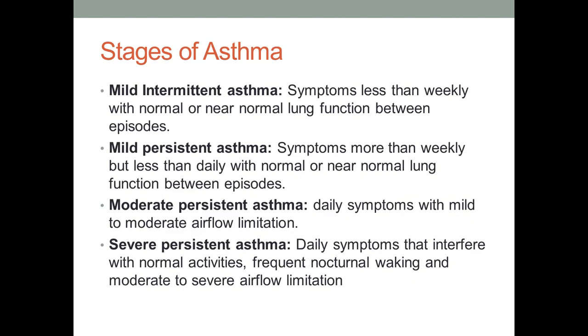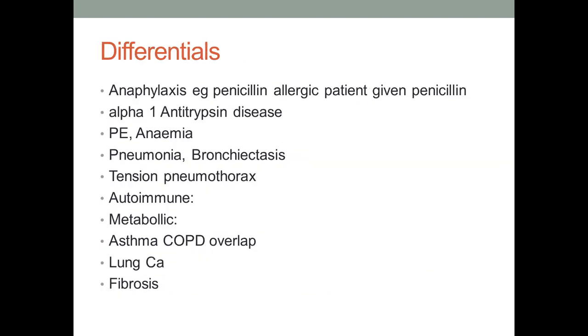The other type is moderate persistent asthma, in which there will be daily symptoms with mild to moderate airflow limitation on lung function test. In severe persistent asthma, there will be daily symptoms that interfere with normal activities, frequent nocturnal waking, and moderate to severe airflow limitation on lung function test will be present.